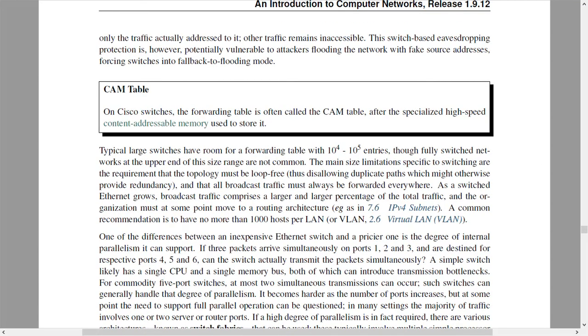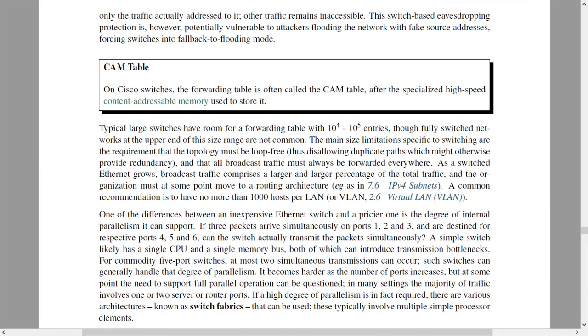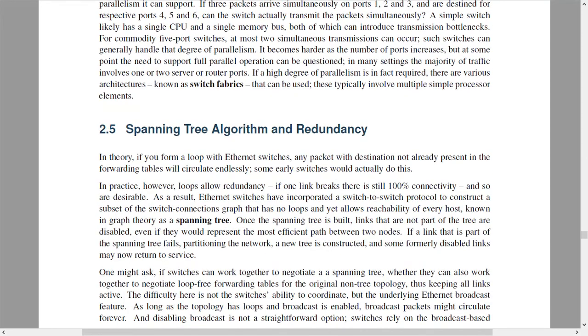The CAM table, yeah, that's the... I've never heard it called the CAM table, but somebody probably out there talks to it.